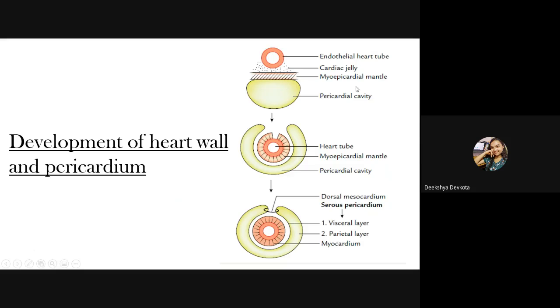The myoepicardial mantle forms the myocardium as well as the visceral layer of serous pericardium. As we know, pericardium has two main layers, serous pericardium and fibrous pericardium. The serous pericardium has two more layers, the visceral layer and the parietal layer. The visceral layer of the serous pericardium is formed by the myoepicardial mantle. So the myoepicardial mantle forms the myocardium and the visceral layer of serous pericardium.